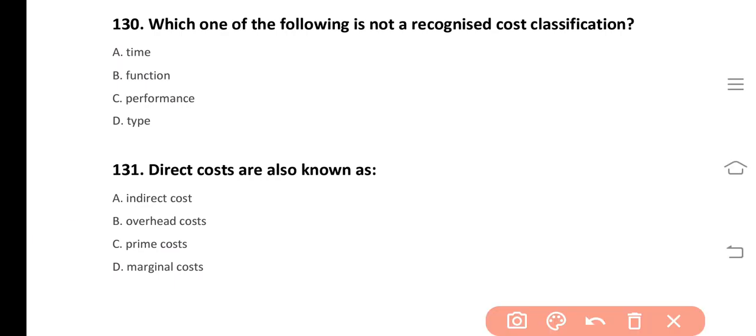MCQ number 130. Which one of the following is not a recognized cost classification? Time, function, performance, type. The correct option is option C, performance. It is not recognized as a cost classification.